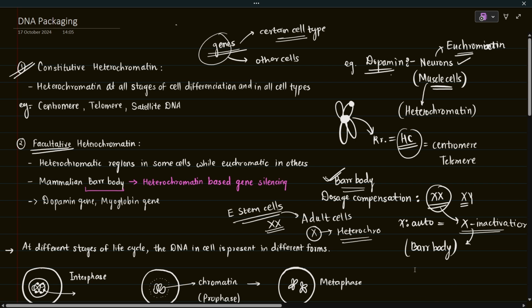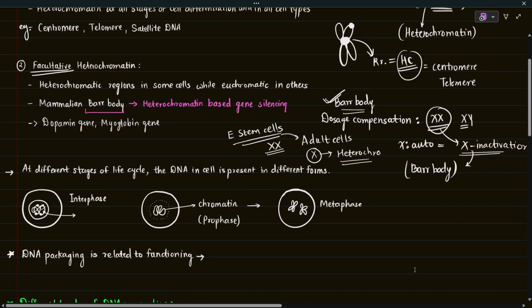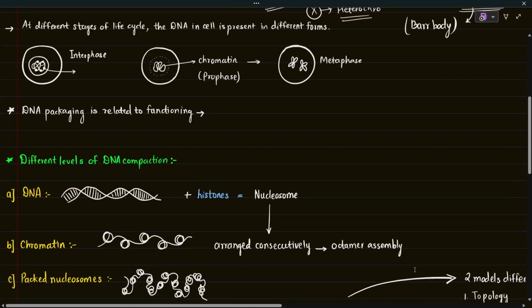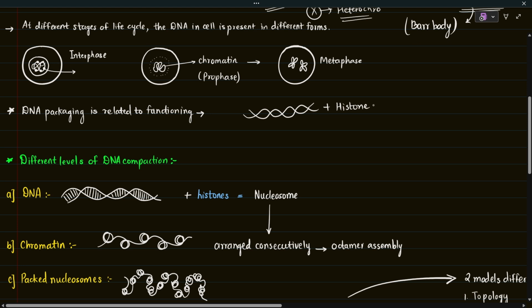I forgot to discuss this in the last video. So let's start today's topic. It is DNA packaging. As we discussed in the last class, DNA is not loosely present in the cell. It requires proteins which are known as histones. These histones pack the DNA in the cell nucleus.